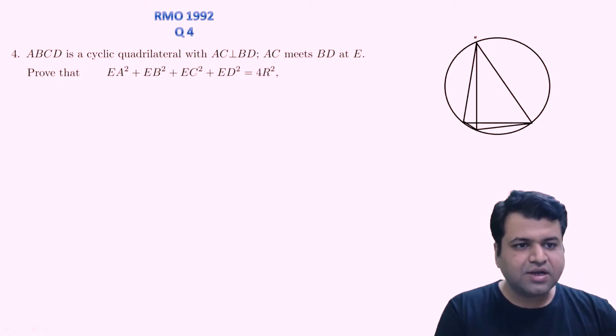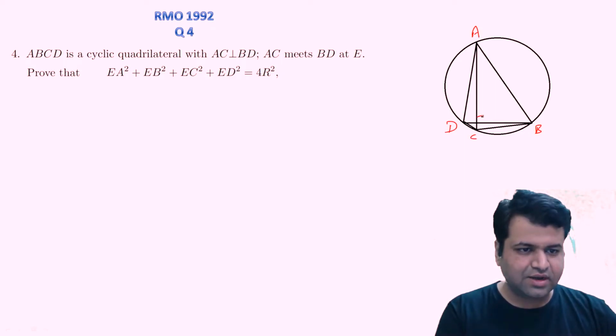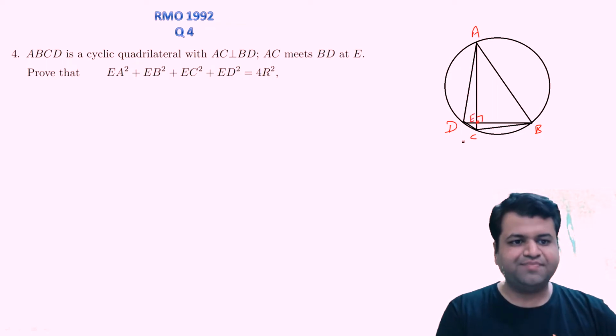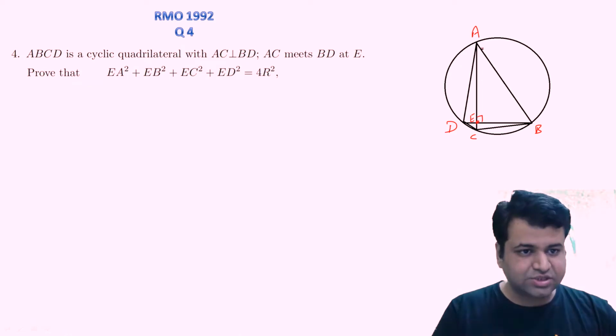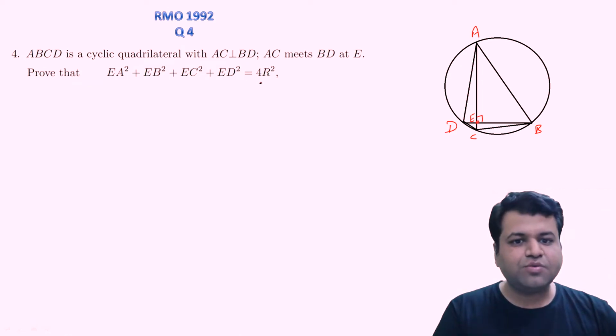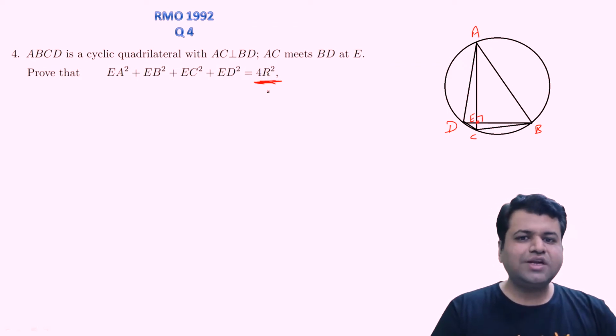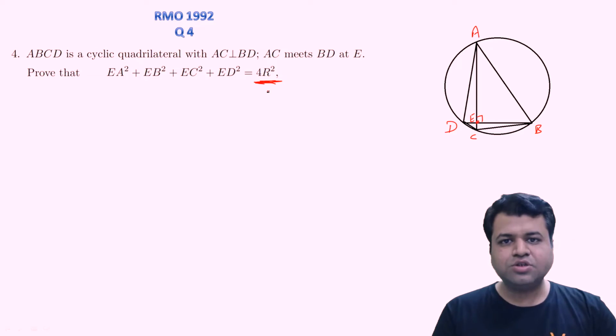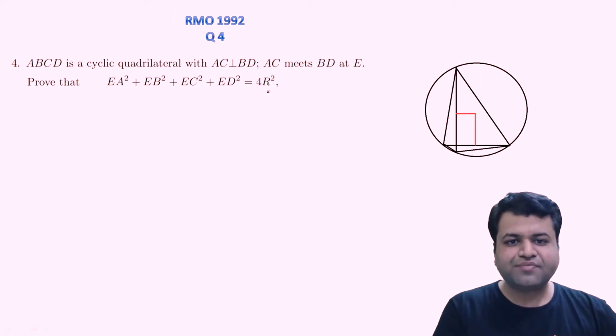Let's say this is ABCD, right? This is a cyclic quadrilateral and its diagonals are perpendicular, and this point of intersection is nothing but point E, right? So this EA square plus EB square plus EC square plus ED square that we need to prove is 4R square, right?